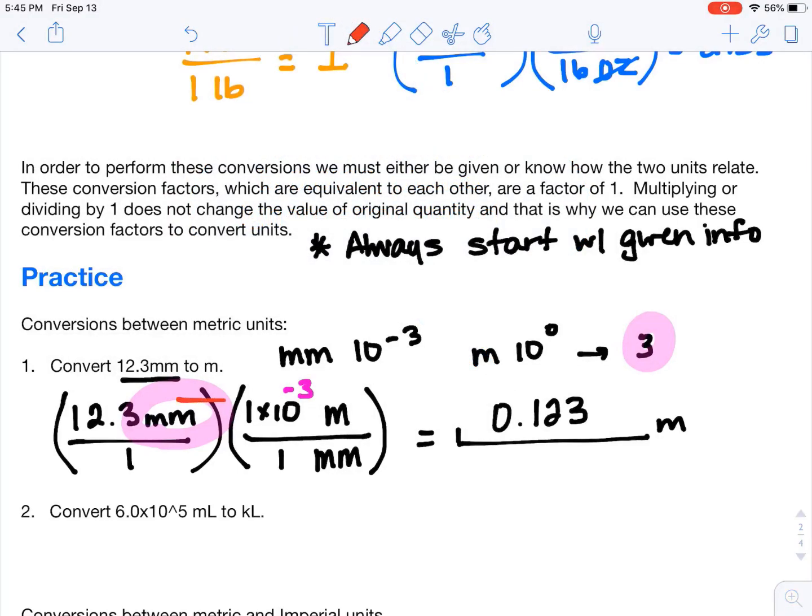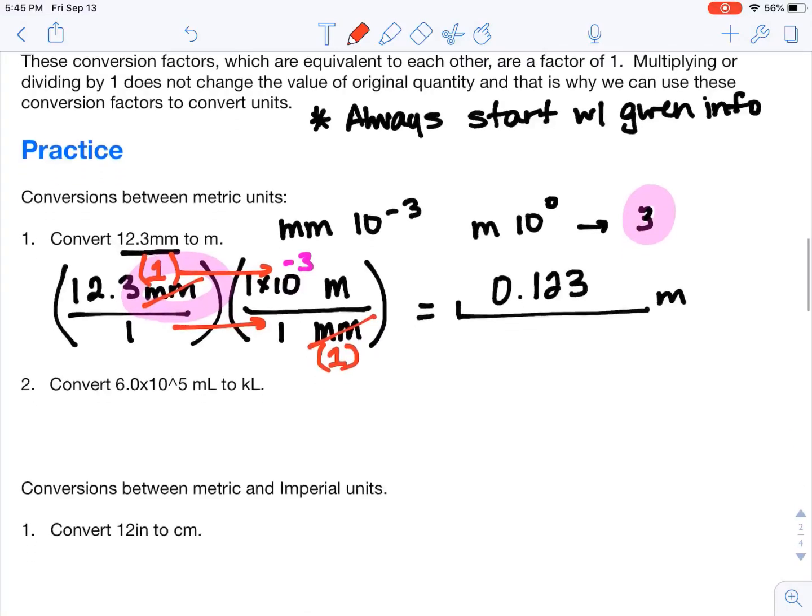Now, by the way, if we look at this, not only am I multiplying across the top, I'm multiplying across the bottom, and then I need to simplify. And in my process of simplification, I divide millimeters by millimeters, and they become 1, right? And if they become 1, then I can now ignore them, and that's how millimeters disappears from my equation.